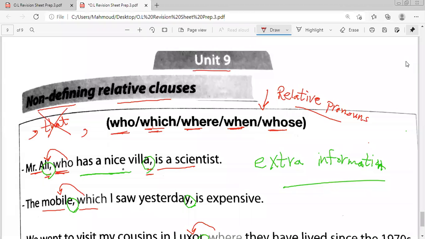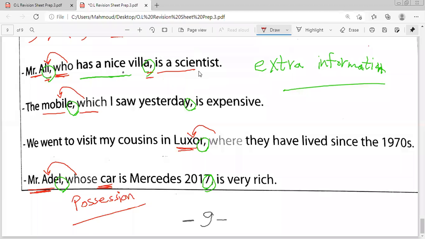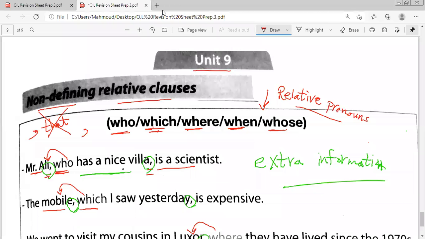In this way, this is a quick revision about the most important points in the O level from Unit 1 until Unit 9. And tomorrow, inshallah, we will try to answer some questions about these units. There is another sheet. And by the way, I'll send you this sheet today, the one that we have studied together today.